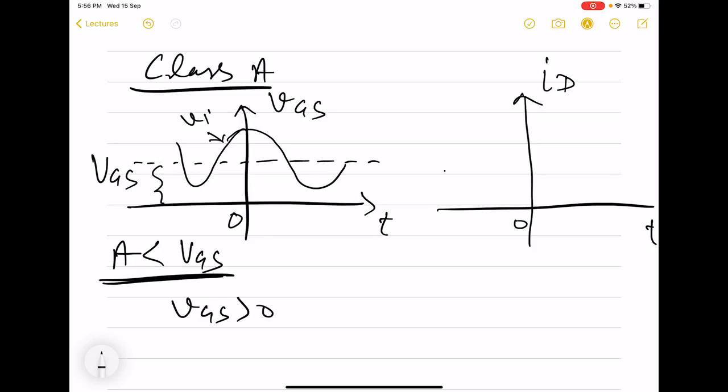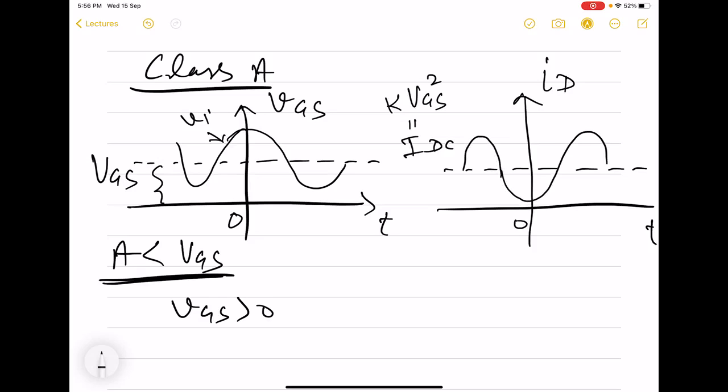So there will be a DC drain current, which we have already derived, and this will be K into VGS square. So this is going to be the expression for this. And on this, we will be getting our input drain current. So here you can see that ID is always greater than 0. That means non-zero.